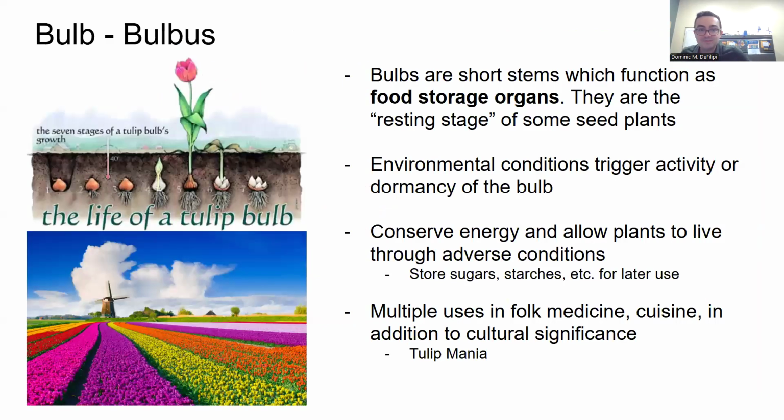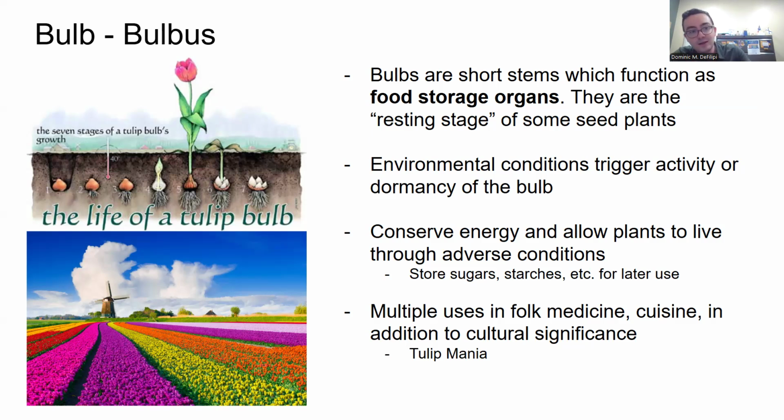Bulbs, or bulbous. Now, bulbs are essentially short stems, which function as food storage organs. So very similar to a rhizome. They are short stems, but they're not considered rhizomes because you can't really split a bulb and have it still propagate like a rhizome would. However, they're seen as sort of the resting stage of some seed plants.